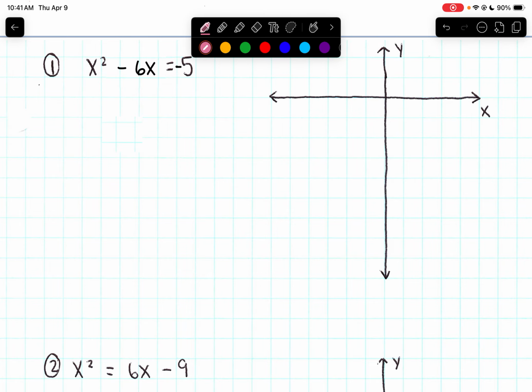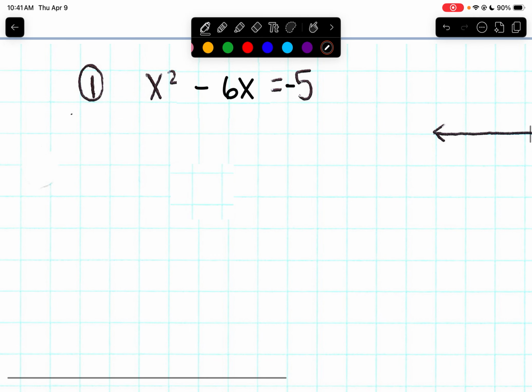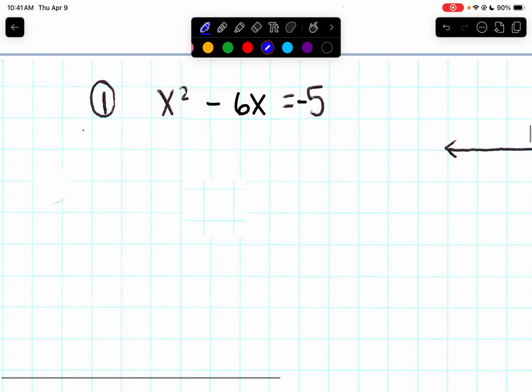Now, in this first problem, we want a graph. Again, we want everything on one side. We want one side equal to 0. So the decision has to come of, well, how do I get 0 on one side? The rule of thumb is you want to try to keep that ax squared term positive if possible. It's not a necessity, but I like to keep it positive just because it helps us transition into the next method, which is solving by factoring.